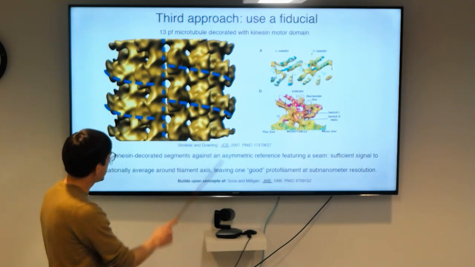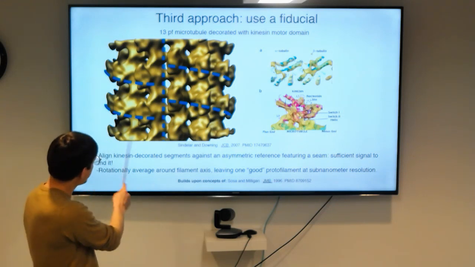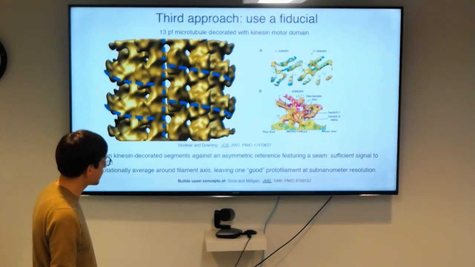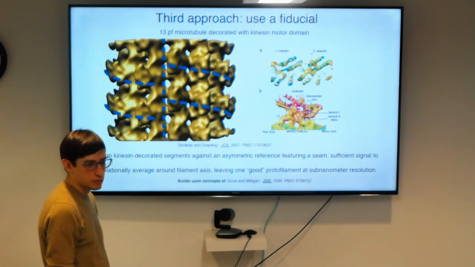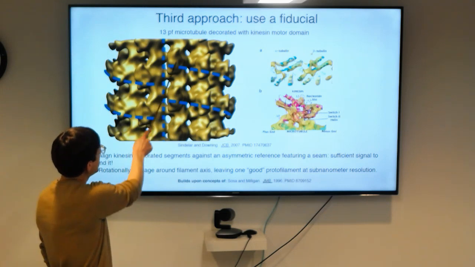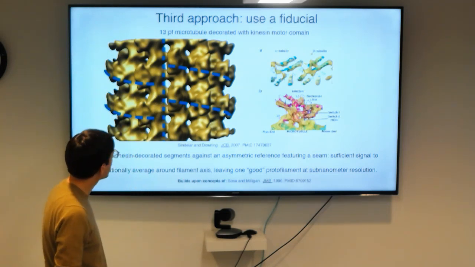This was used by Chuck Sindelar when he was in Ken Downing's lab to solve the first pretty decent resolution structure of a kinesin complex of an actual bona fide 13 protofilament microtubule. And here you can see that seam running right up the middle between the two sets of kinesins that are not following a helical path.